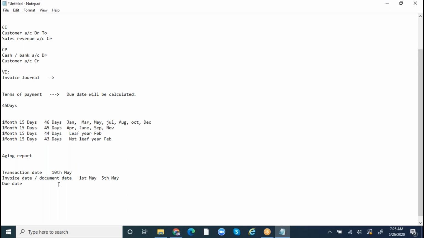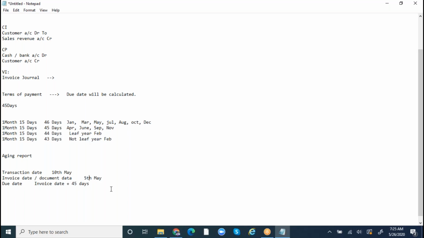So now for the due date, on which date do you want it, 1st May or 5th May? 5th May. Then I am least bothered about the transaction date. I will enter the document date or invoice date as 5th May, then due date equals invoice date plus 45 days.